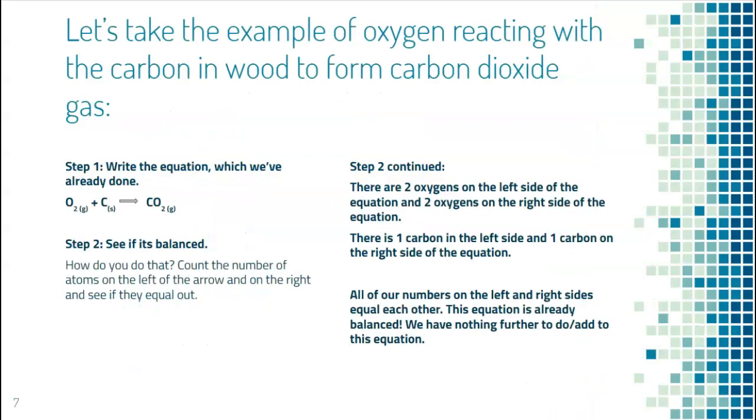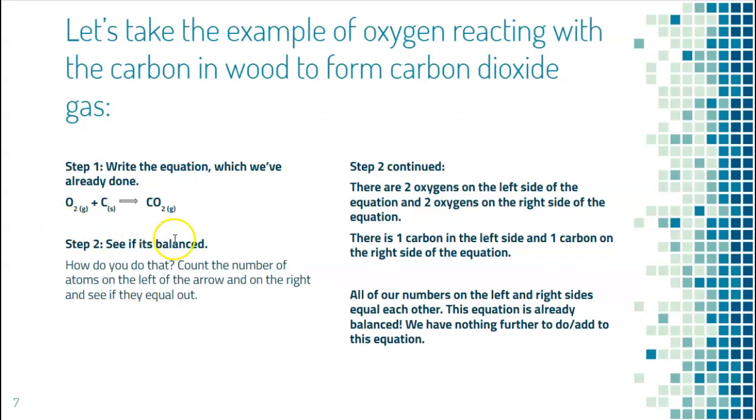Let's take that first example that I made. So I've got my reaction that we already wrote of oxygen plus carbon makes carbon dioxide. And now we're going to see if it's balanced. Well, what does that mean? I want to make sure that I haven't randomly created or destroyed matter. So over here, this O2 means I have 2 oxygens. So if I put 2 oxygens into my reaction, I should get 2 oxygens out.